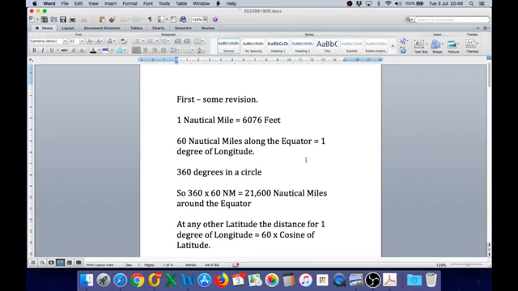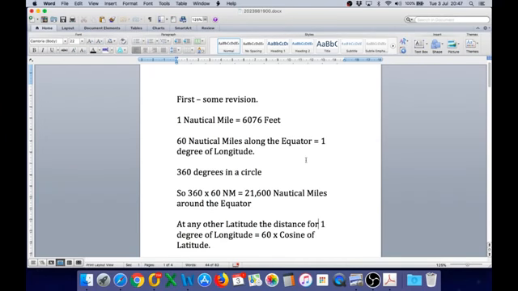1 nautical mile equals 6,076 feet. 60 nautical miles along the equator equals 1 degree of longitude. There are 360 degrees in a circle, so 360 times 60 equals 21,600 nautical miles around the equator. That means from your starting position, if you travel 21,600 nautical miles directly east or directly west at the equator, you will return to your starting position.